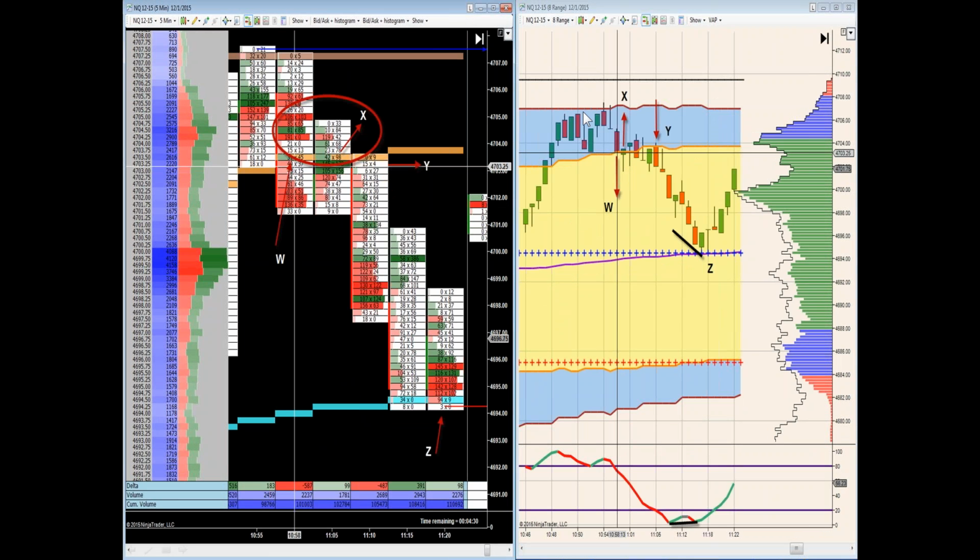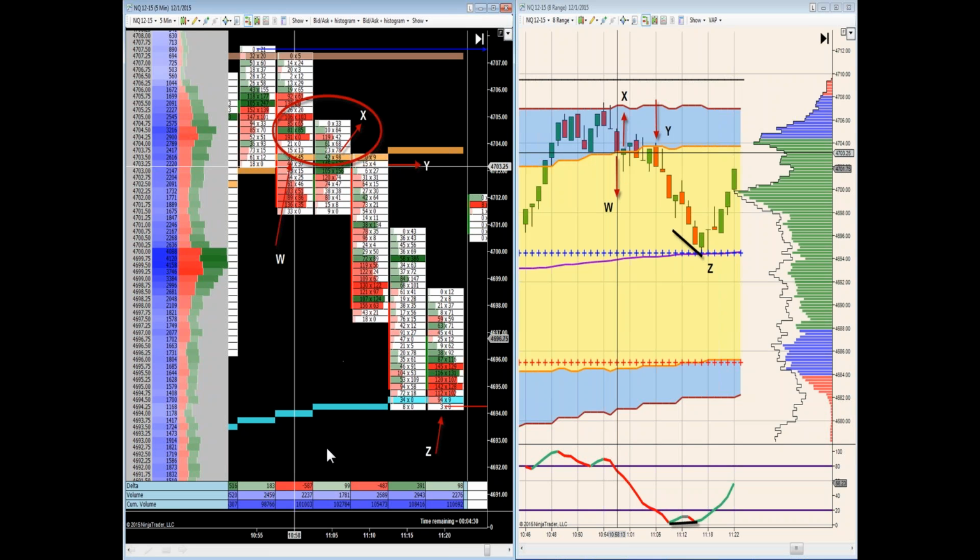So if you didn't take the divergence, you get an opportunity to take it short here. Right here I've got it marked W, and that would be right here. And then once you're in, you can see that we get a large number of sellers coming in under that, but then it doesn't really get pushed very low. And then the next bar, it pops up again. But it still doesn't stop you out.